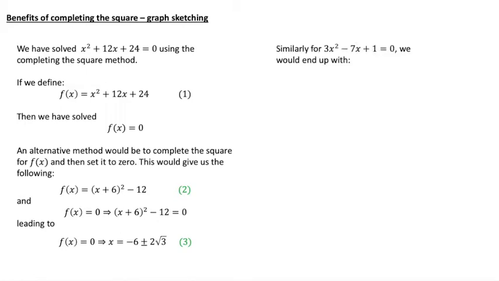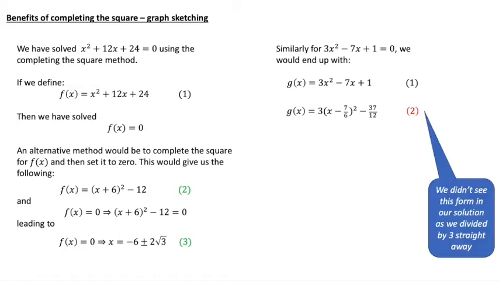Now similarly, for the 3x squared minus 7x plus 1 equals 0, we would end up with the first equation stating that g of x is 3x squared minus 7x plus 1. The method of completing the square would give us 3 times (x minus 7 over 6) squared minus 37 over 12. And notice we didn't see that form in the solution of the quadratic before.